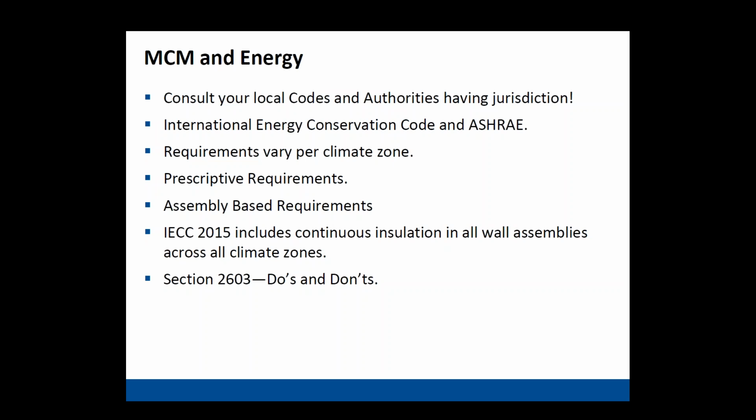One thing to keep in mind is that the 2015 International Energy Code is going to include continuous insulation in all wall assemblies across all climate zones. So from that standpoint, this continuous insulation issue that we're going to talk about is going to become part of every conversation, and it affects how we put the MCM on a building. So, do's and don'ts: again, you've got the foam plastic insulation issues. Are you going to use mineral wool, or are you going to use a foam plastic? Go to section 2603 in your building code and figure out what's going to work best for your project.